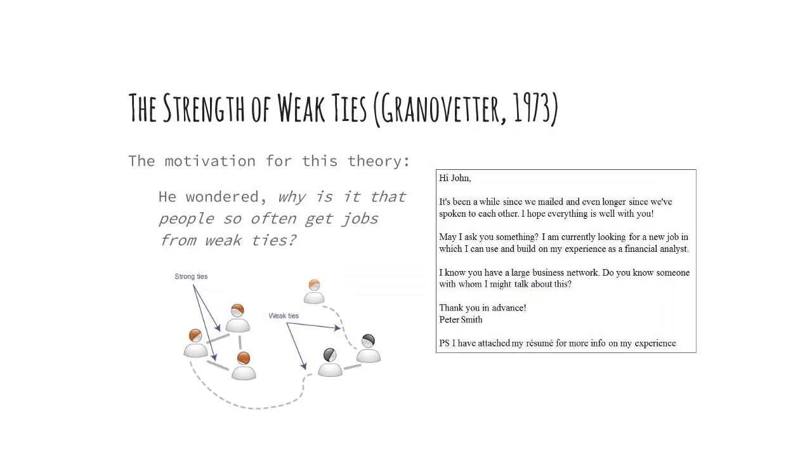Let's talk about Granovetter's motivation for this theory. He wondered, why is it that people so often get jobs from weak ties as opposed to their strong ties? That seems to be counterintuitive, right? So what is it about the network dynamic in this instance that makes weak ties so valuable when it comes to getting jobs? You see the message on the right? It seems like a familiar scenario.